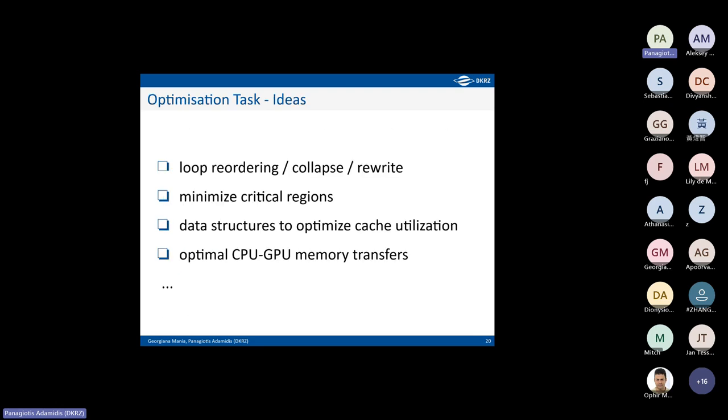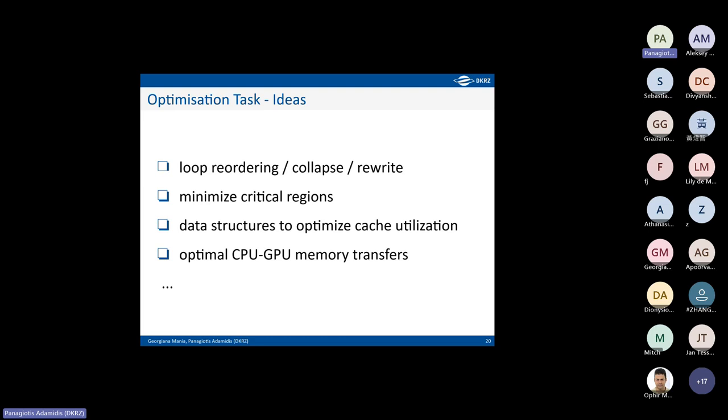And the optimization tasks are that after you have an implementation and the results are correct, you can try to optimize it in terms of performance. And for that, you can do all kinds of things like loop reordering, collapsing, maybe minimizing some critical regions, because it's not going to be straightforward. You just put these directives and the code will work.